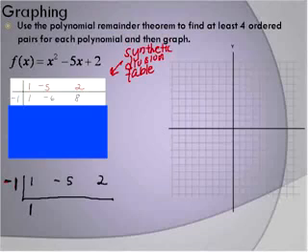Bring down the 1. Multiply -1 times 1 is a -1 that goes underneath the -5. And that gives us -6. And then -1 times -6 is a +6. Place that under the 2 and you get an 8. So what we get after synthetic division is what goes in the table across from the -1 in that row.